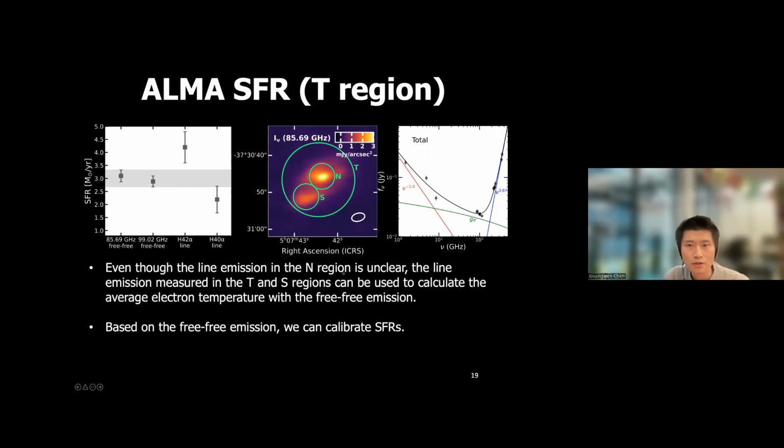Even though the line emission in the nuclear region is unclear, the line emission measured in the T region and the southern region can be used to calculate the average electron temperature with the free-free emission, based on our SED analysis. According to the free-free emission with the electron temperature, we can calibrate the star formation rate, which we show in the first two columns in the lab figures. We use this ALMA star formation rate to compare with other star formation rate tracers.